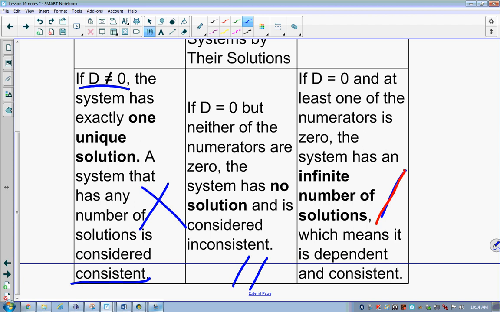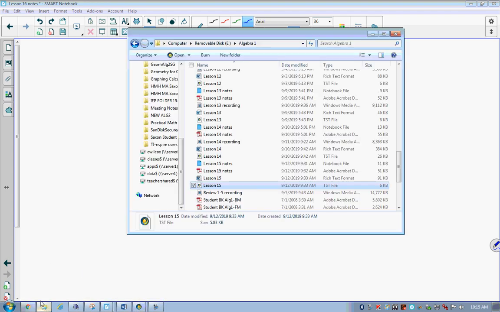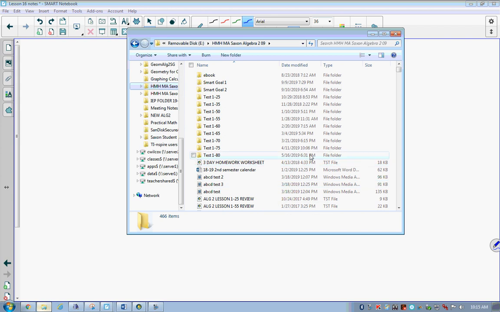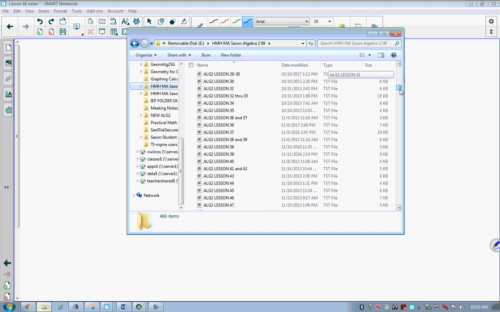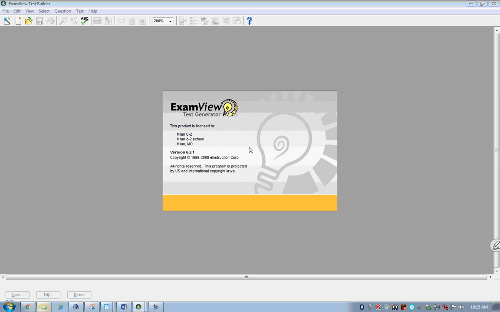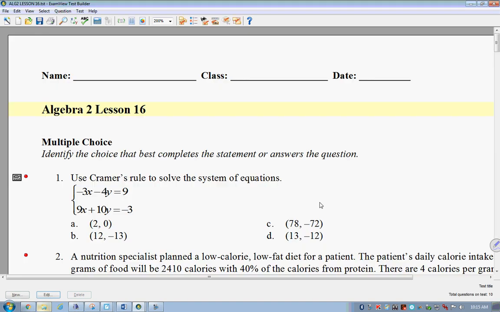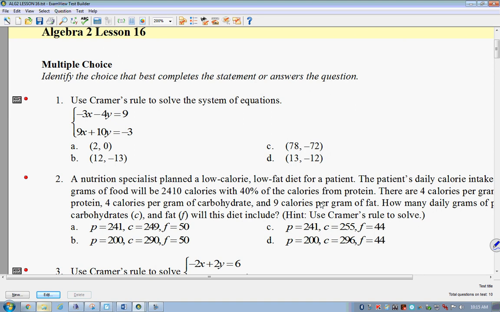Okay, does this make any sense at all? A little bit? Okay. All right, let me pull it up here. Let's look at some questions. Let's see, lesson 16. Flew right by it. Actually, you guys have this document, right? You guys can all see this?